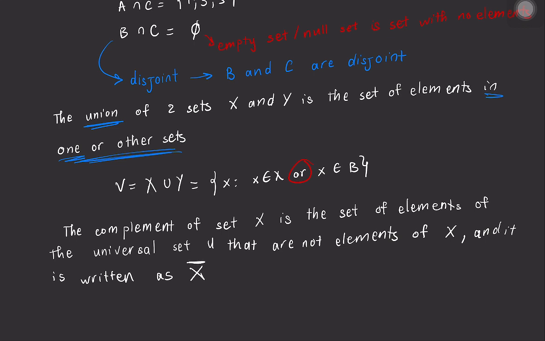X. And in mathematical way, here we denote it so that for every x belongs to the universal set U, x does not belong to X. That's it for the complement.